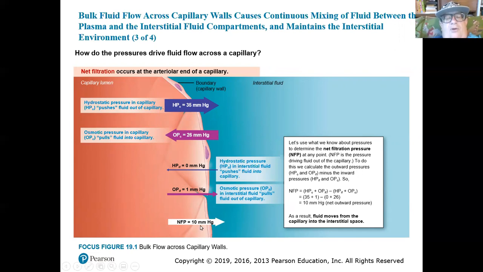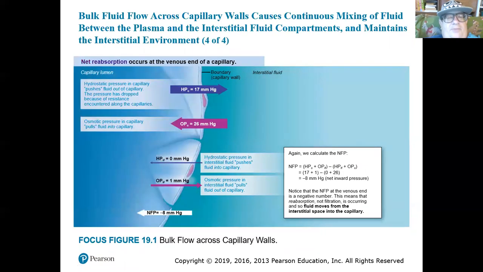So your net filtration pressure, when you add and subtract these numbers according to that formula, in other words, know that formula, there's a slight flow out, 10 millimeters of mercury pressure, moving things out at the arterial end. All right, now at the other end, at the venous end, you can see that there is an overall net slight movement in. So just what we've been saying all along, you push fluid.